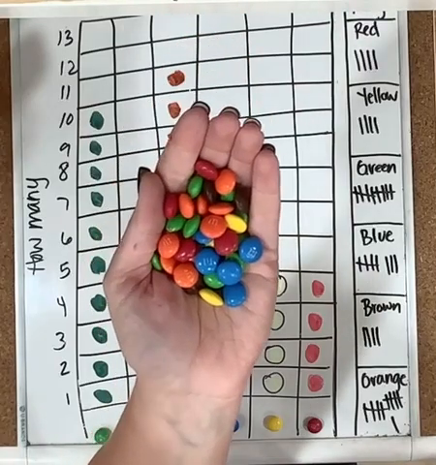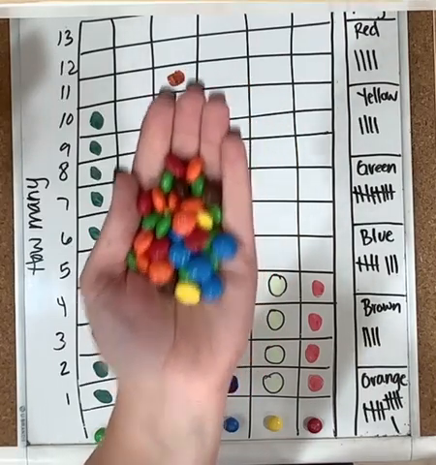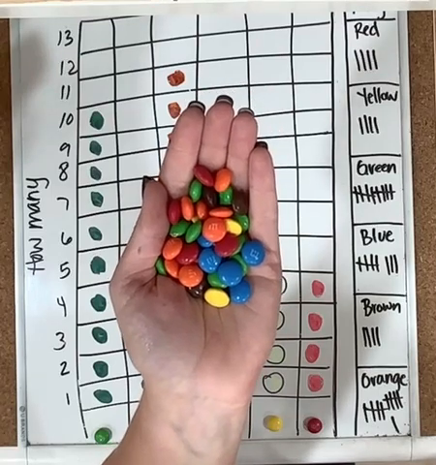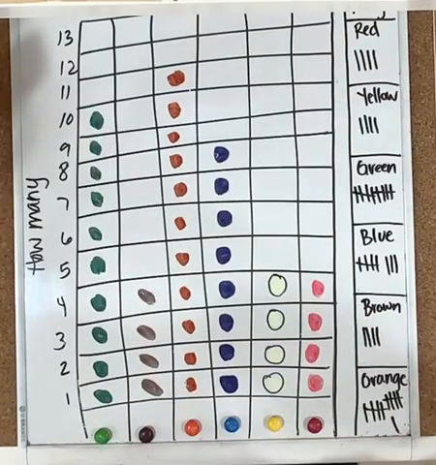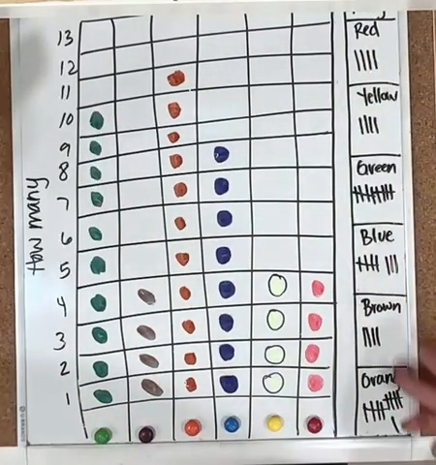Could you tell me what color has the most? What color has the least? Are there more blues than green? Are there more yellows than orange? Well, here's a really easy way to find out: these graphs. So I tallied up how many of each color we have.